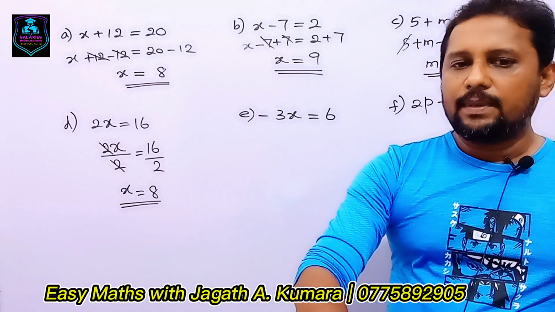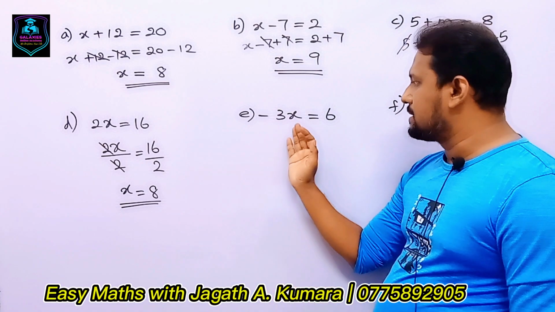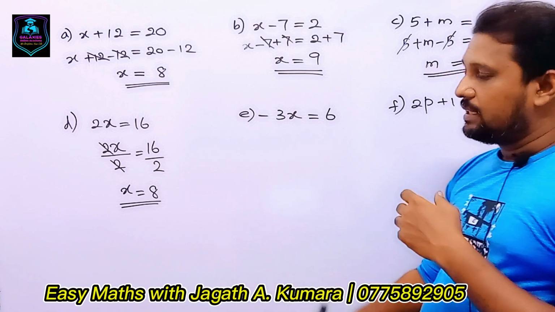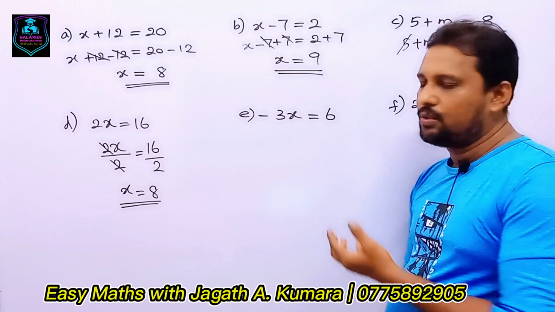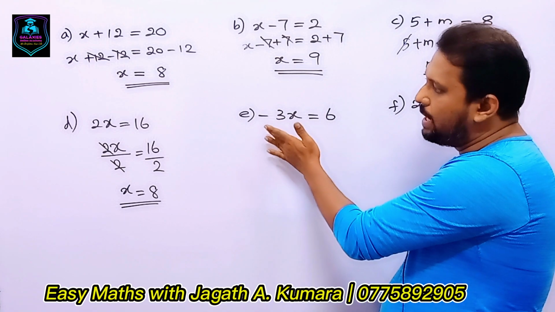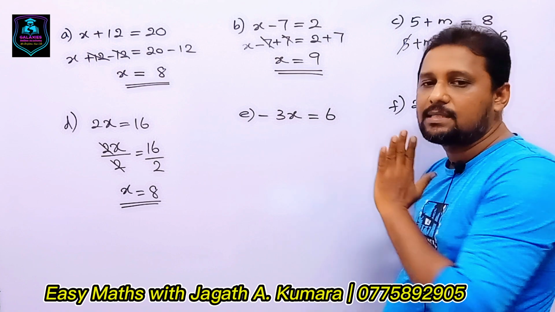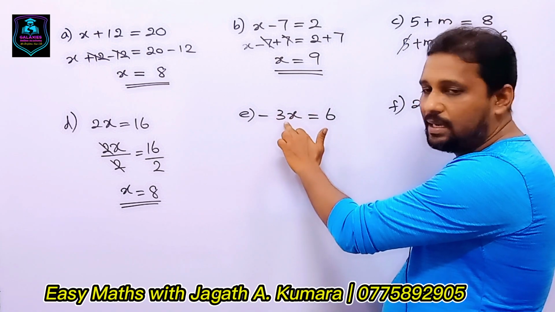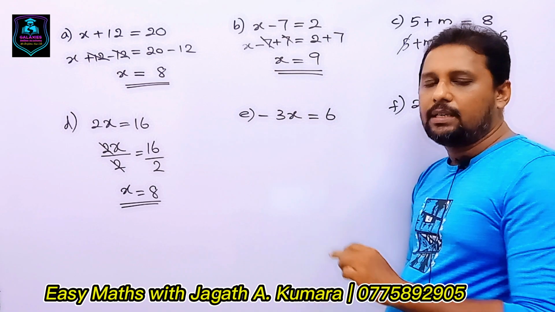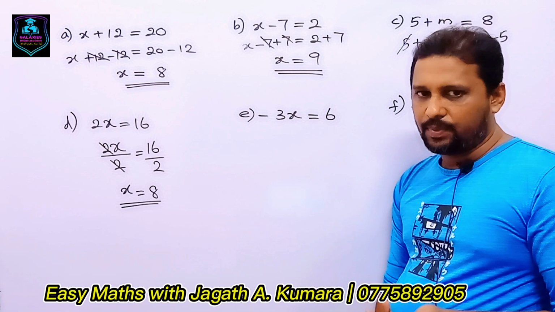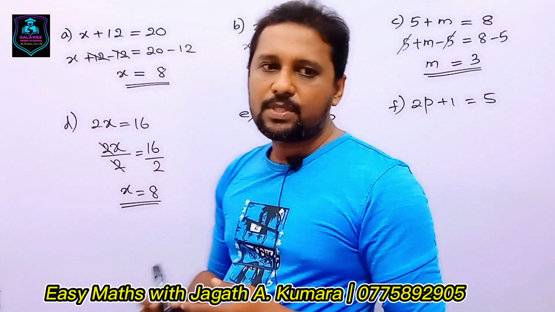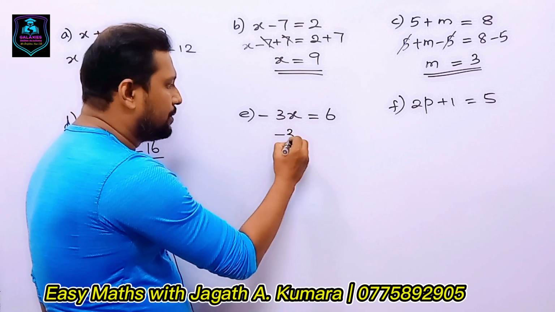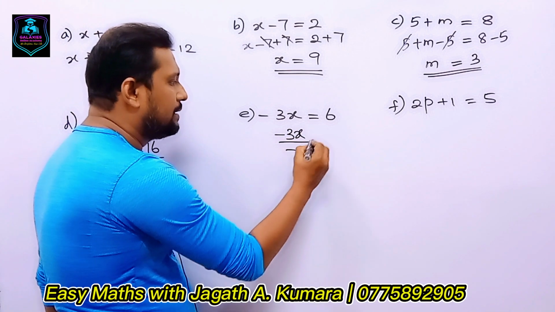The next one given is minus 3x equals 6. Right? We want to find the value of x. To find the value of x, you have to remove the minus 3 from this side. Right? Minus 3 and x connect with multiplication. To remove it, you have to do the opposite mathematical operation. Right? So what is the opposite mathematical operation? Division. So on both sides you have to divide by negative 3.